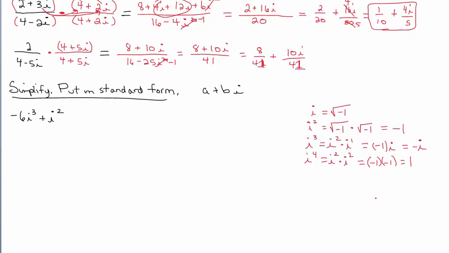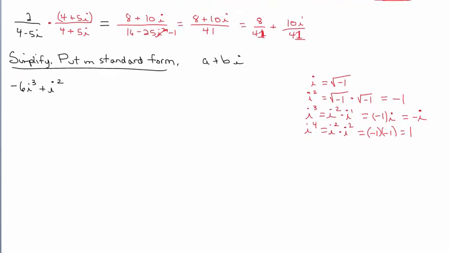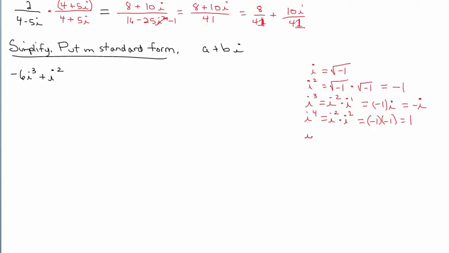We could go on all day doing this, but there are some patterns that start to develop, and you should be aware of them. i to the fifth, you could do i cubed times i squared, because 3 plus 2 is 5. You can do i to the fourth times i to the first, because that would be i to the fifth. So I'm just going to use i to the fourth times i. Well, i to the fourth is positive 1, and i is just i. Multiplying, I just get i.